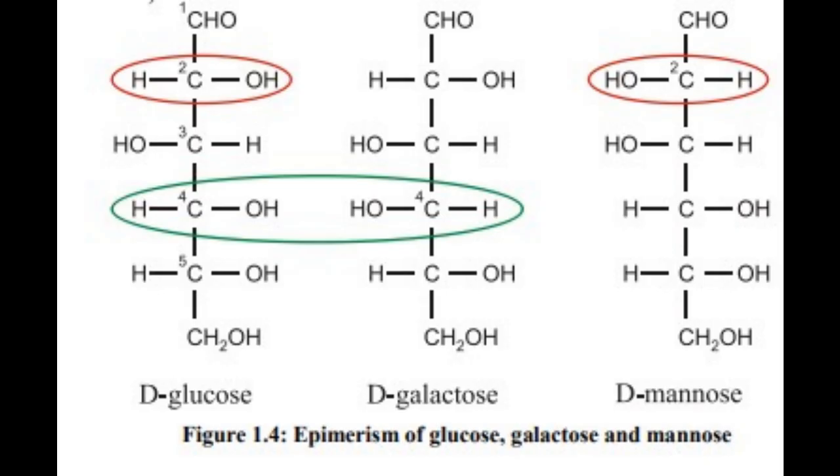Glucose and galactose differ in the configuration of a single carbon atom 4, while glucose and mannose differ in C-atom No. 2, as indicated in figure 1.4. Compounds that differ in this manner are called epimers. In general, compounds with n chiral carbon atoms have a maximum of 2^n possible stereoisomers and half that many pairs of enantiomers. For example, glucose, an aldohexose, has 4 chiral atoms and a total of 2^4 = 16 possible stereoisomers, 8 pairs of enantiomers. Look at the screen, figure 1.4. Epimerism of glucose, galactose and mannose.